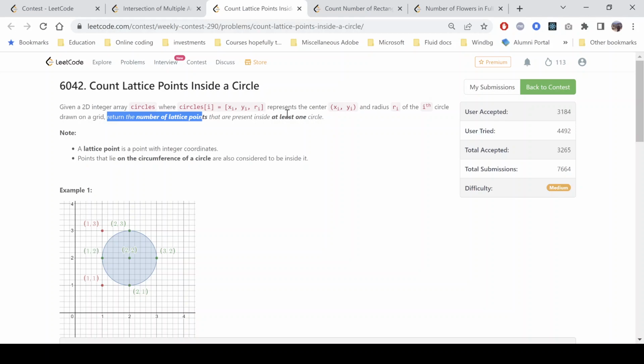So let's see what a lattice point is. A lattice point is a point with integer coordinates. That means we only need to consider the integer coordinates, not the coordinates which have something like 1.1 in them. The second condition is that points that lie on the circumference of a circle are also considered to be inside it. So all the points which are present inside the circle and on the circumference of the circle, those integer coordinates will be known as the lattice points.